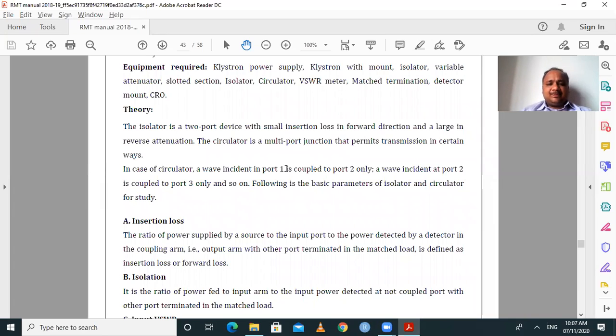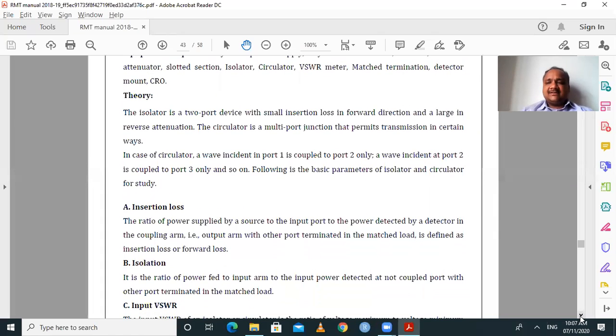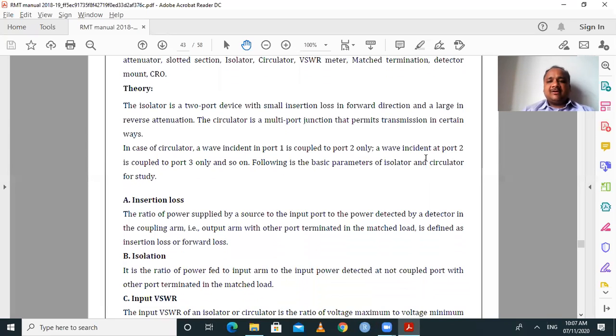A direction is marked or printed on the isolator, so that it can be used in either the forward or backward direction. The circulator is a 3-port device which transmits signal in a circular manner, that is, in a clockwise manner. When we give input from port number 1, we get output from port number 2. When we give input at port number 2, output is obtained from port number 3. Similarly, when you give input at port number 3, you obtain output from port number 1. So this is the theoretical description of the circulator and isolator.